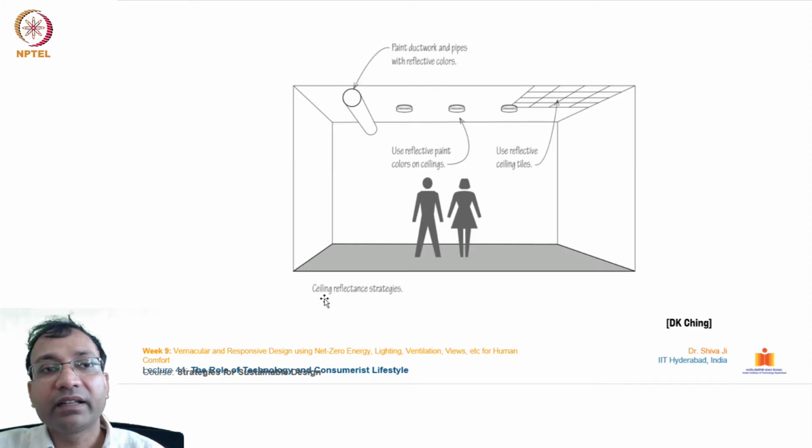Further, for inside ceiling reflectance strategies, we can similarly choose the carpet materials, the wall finishes, the ceiling finishes, etc. Other materials include reflective ceiling tiles. Here, if we want to propagate more light in a diffused manner, we can use reflective paints on the ceilings.